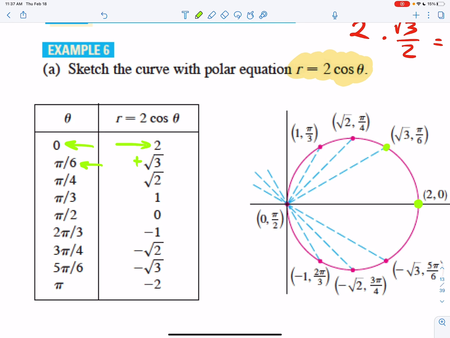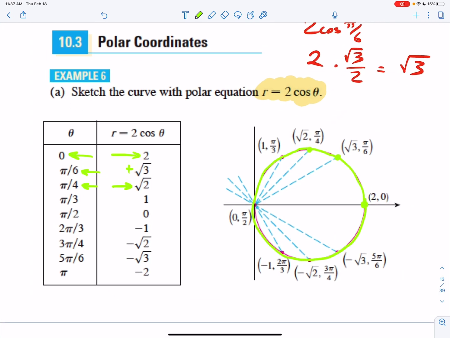Okay, let's keep going. At pi over 4, I know is in quadrant 1, and I'm going to stay there, and I'm going to go a distance of radical 2. Okay, so you keep going, and you notice how it kind of traces out the circle, but it's not like the circle where the center was the origin. It was kind of pushed out.